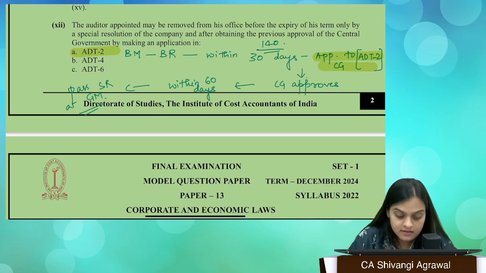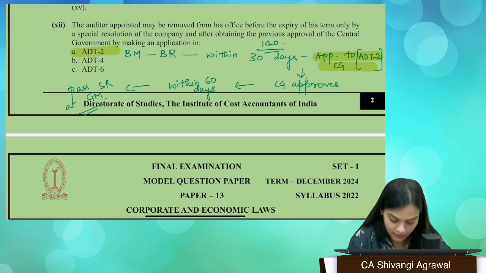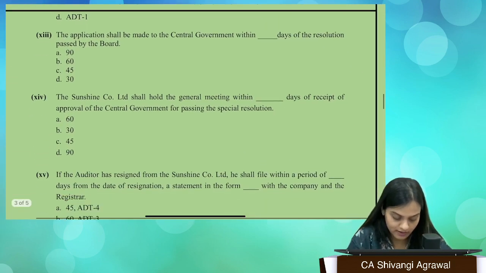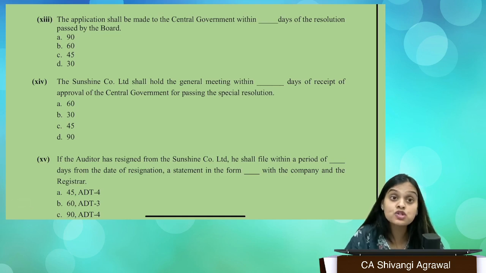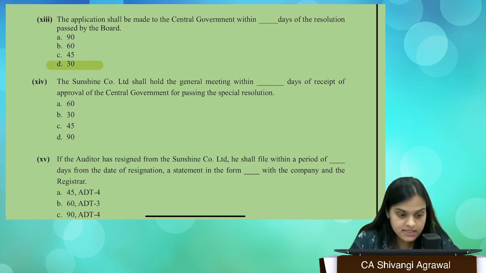What is the correct answer? ADT2. Okay, let's have a look at the second question, what they are asking. The application shall be made to central government within how many days of the resolution passed by the board? So first we pass the board resolution, and thereafter we make an application to CG for recording its approval, right? It is made within 30 days. I just told you. So 30 days.